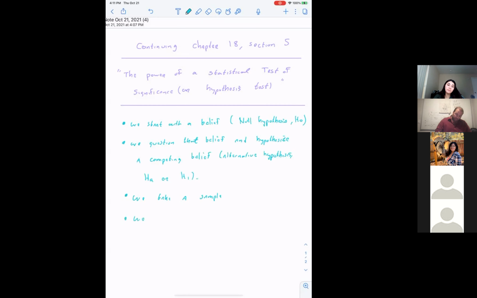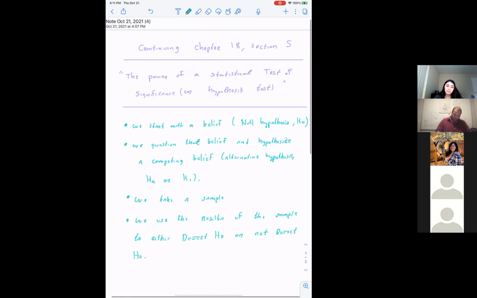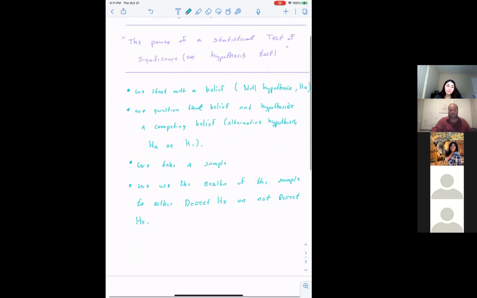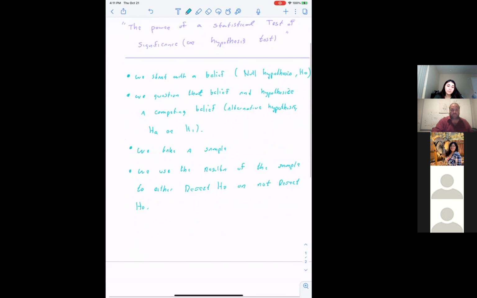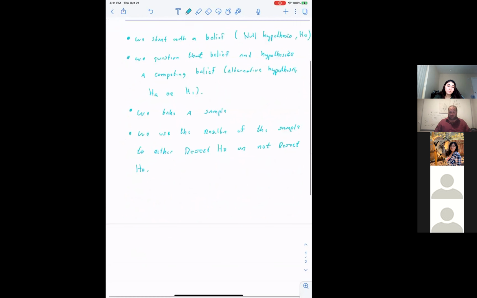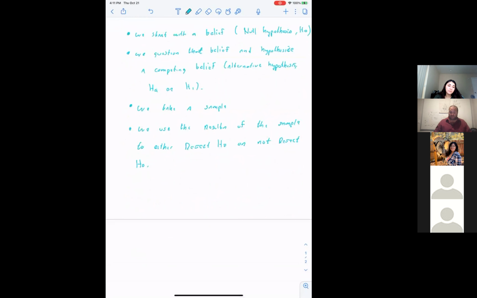and we use the results of the sample to either reject H naught or not reject H naught. Okay, that's the idea of a hypothesis test. Those are the four main ideas of a hypothesis test.